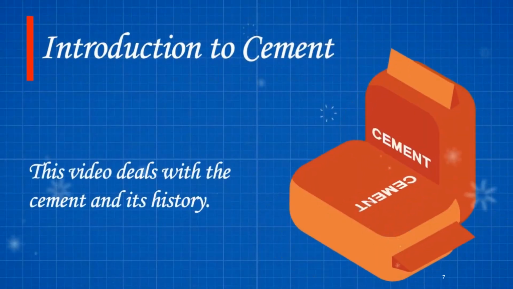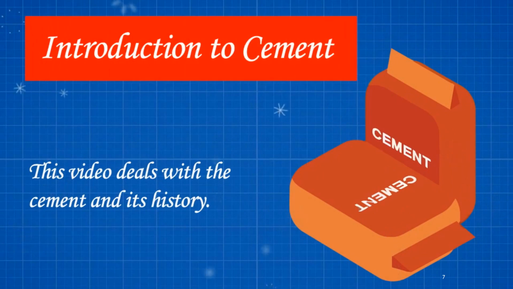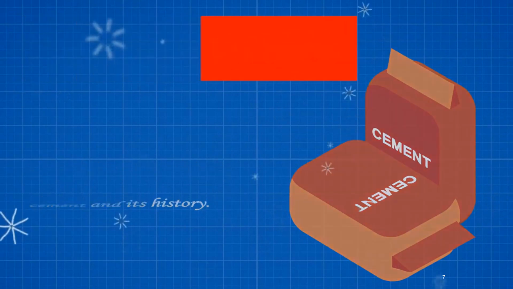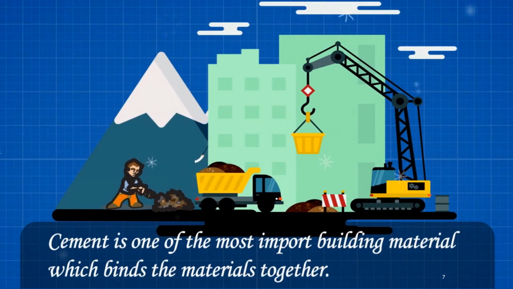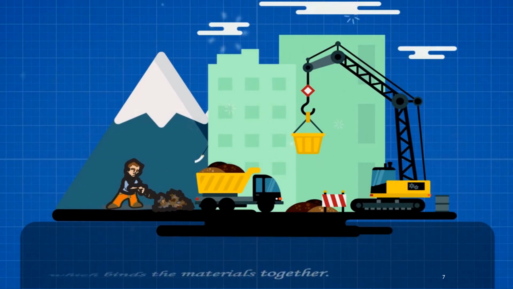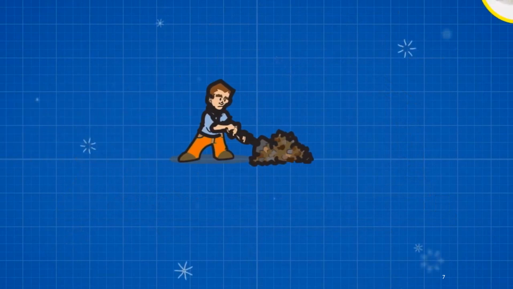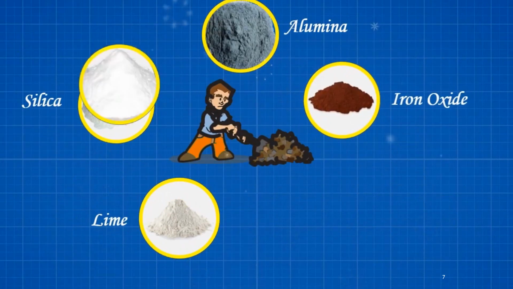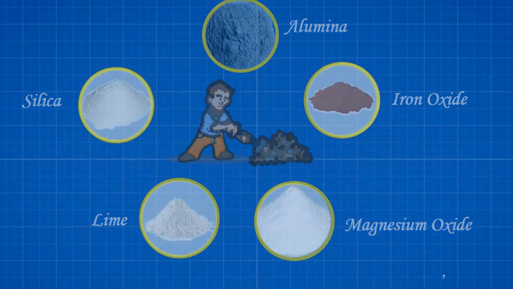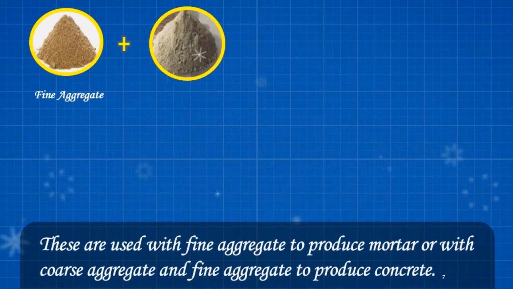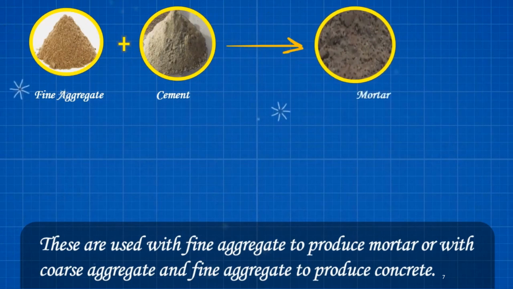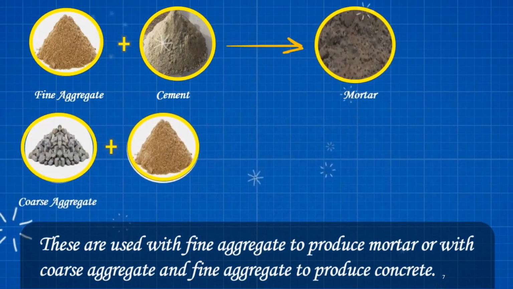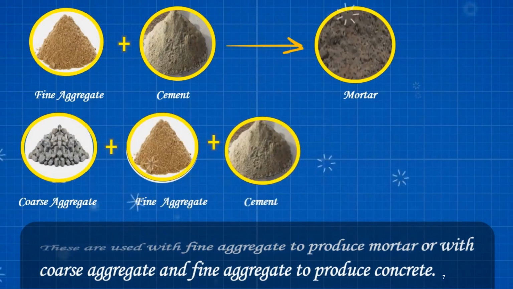Introduction to cement. This video deals with cement and its history. Cement is one of the most important building materials which binds the materials together. Cement is a mixture of lime, silica, alumina, iron oxide, and magnesium oxide. These are used with fine aggregate to produce mortar or with coarse aggregate and fine aggregate to produce concrete.